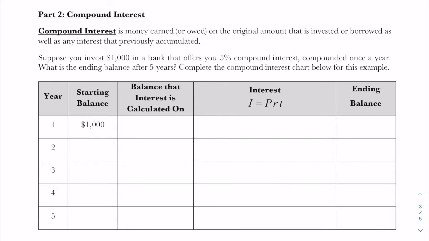Imagine you invest $1,000 in a bank that offers you 5% compound interest. We're told that the interest is compounded once per year, so that would be 5% per year. We're looking at the balance after 5 years. So here's how compound interest works. You begin in year 1 with a starting balance of $1,000 because that's what was invested. The balance that interest is calculated on is the $1,000 that was deposited.